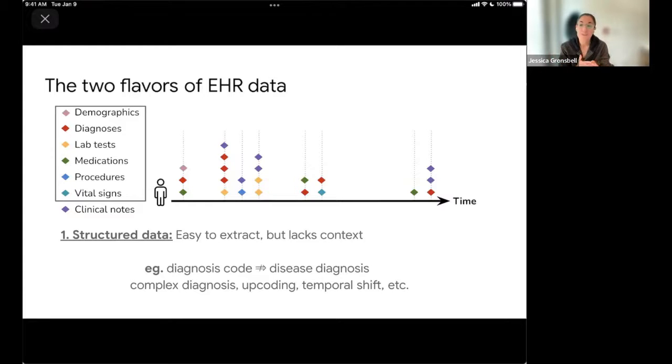Also, diagnosis codes are tied to reimbursement. So there's a lot of upcoding. For instance, certain diseases get higher reimbursement. You might be coded for that disease, even though you may not have it.